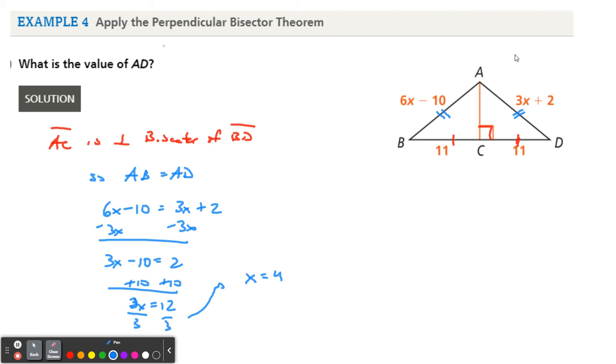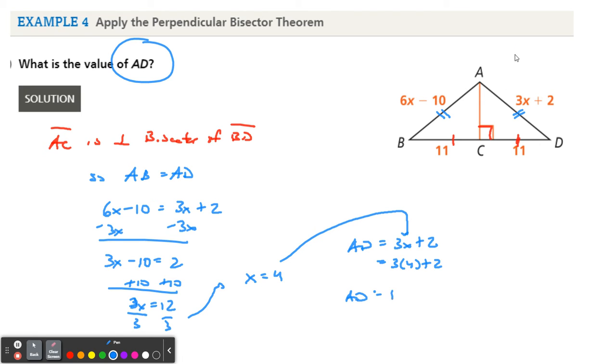Now this is not the question. The question is, what is AD? Right? So we know that AD over here equals 3x plus 2. Take this value of 4 and put it in place of x. So that would be 3 times 4 plus 2. Use Desmos or your brain. 3 times 4 is 12. 12 plus 2 is 14. And there's the value of AD. So AD would be 14, and so would AB.